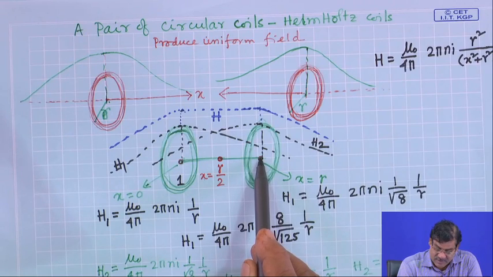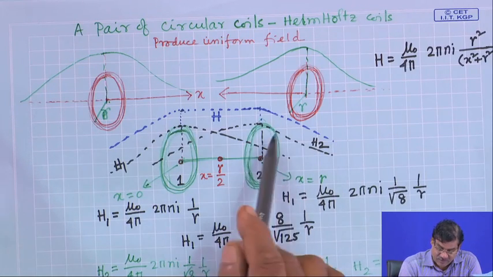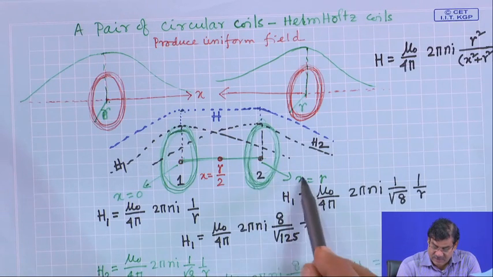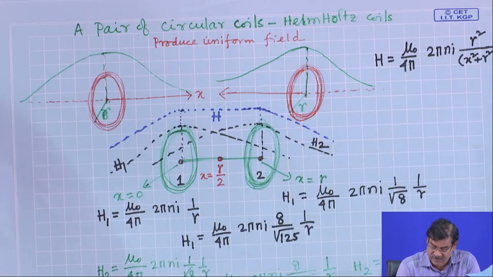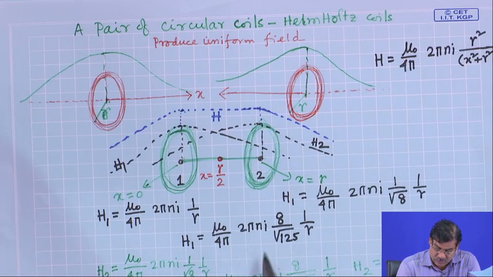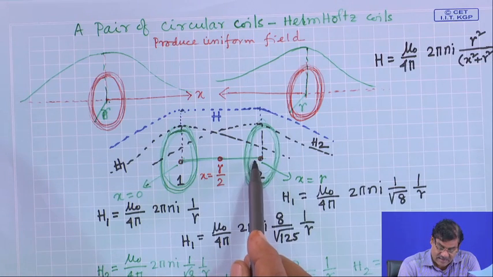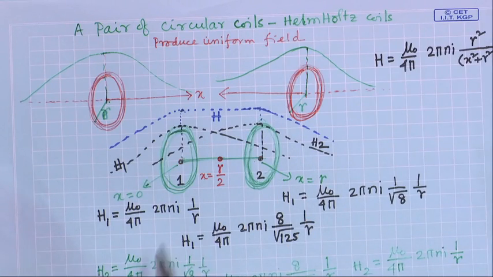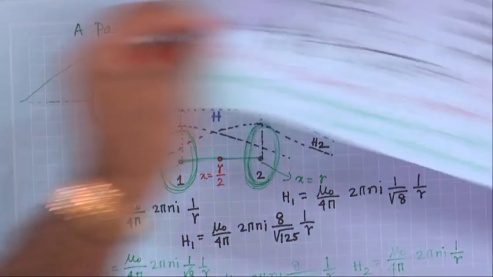At this point, for this coil, x equal to 0 I have to put. So, basically at this point it will be mu 0 whatever field here. So, the same here for this coil 2, at the middle at x equal to r by 2. Whatever this value, this same value will be for coil 2, and at x equal to r for this coil 2, the same field, because it is a similar coil.